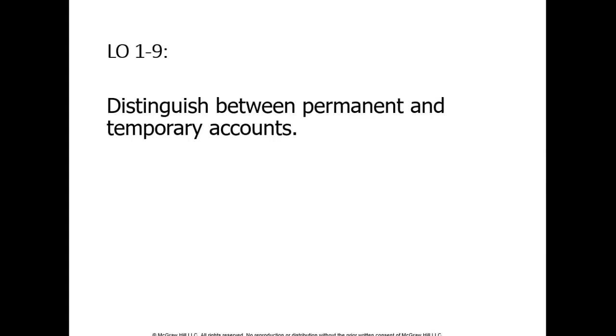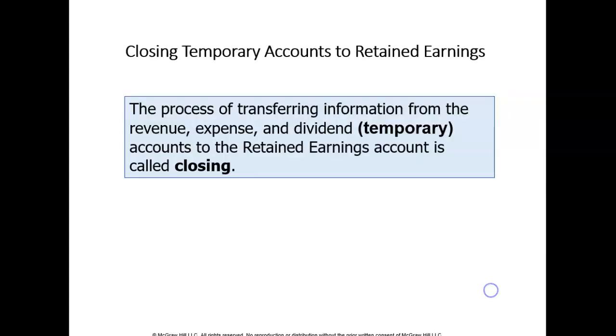Okay? A few more topics. Permanent accounts versus temporary accounts. When an account is temporary, what it means is that the account only shows information for the current accounting period. It's going to be closed to retained earnings at the end of the accounting period. For example, your revenue, expense and dividends accounts are all temporary. Revenue shows what we earned for that specific accounting period. So revenue may show the amount we earned for the month of October.